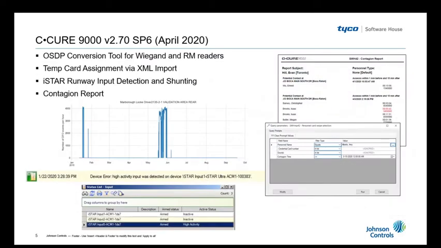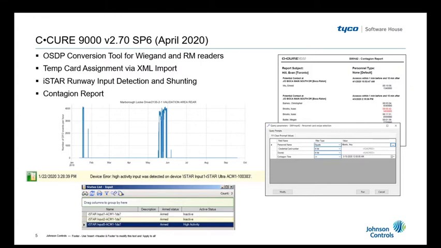And then I just wanted to cover a few of the service packs because we had quite a bit of features added after that core launch. So in 2.7 Service Pack 6, which came out in April, we added the OSDP conversion for both Wiegand and RM readers. This tool allows you to configure the RM or direct connect Wiegand readers to the OSDP protocol for iStar Ultra controllers. So that is also going to be available in 2.8 Service Pack 4, I believe, and 2.9 Service Pack 1. So stay tuned for that.